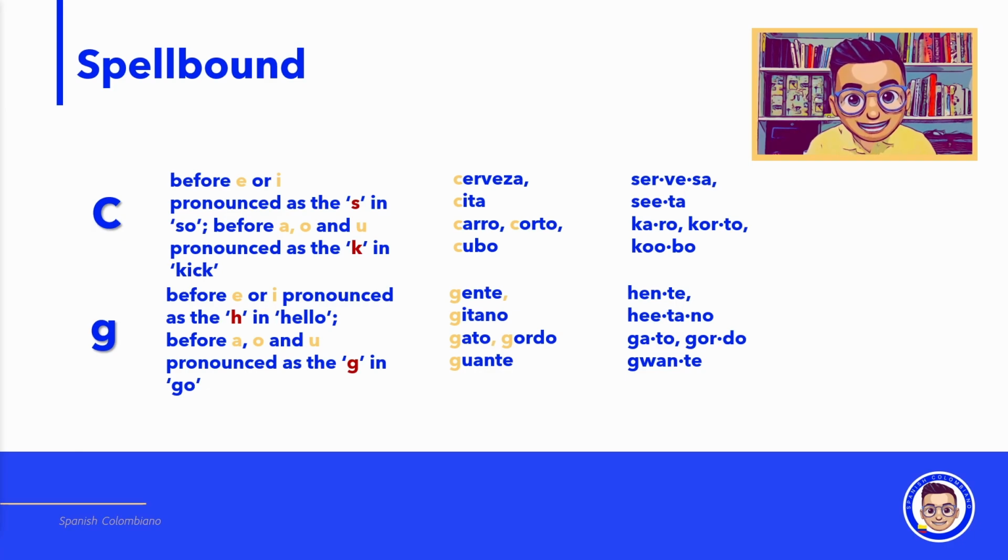We say gente. The same for gitano: I comes after G, so you pronounce it like H. And for words like gato, gordo, and guante, you pronounce G like G in "go." Gente means people, gato means cat, gordo means fat, and guante means glove.